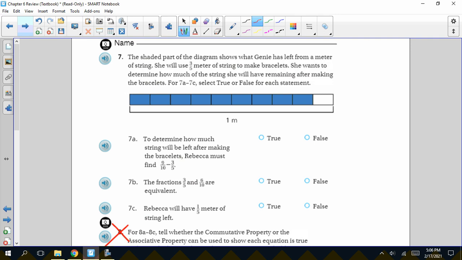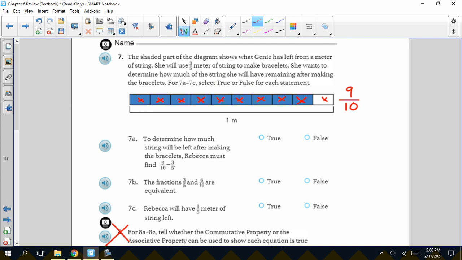Question number 7. The shaded part of the diagram shows what Jeannie has left from a meter of string. She will use 3/5 meters of string to make bracelets. She wants to determine how much of the string she will have remaining after making the bracelets. Well, first we need to figure out how much does she have. If the whole thing was 1 meter, then we have 1, 2, 3, 4, 5, 6, 7, 8, 9 out of 10. So we have 9/10 of a meter to start with.